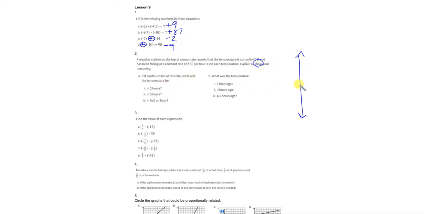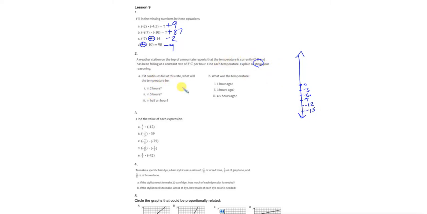So I'm going to put 0 in the center here, and it says that it's currently at 0 and it's been falling 3 degrees per hour. So I'm going to count by threes. Negative 3, negative 6, negative 9, negative 12, negative 15. Okay, so I'm dropping 3 degrees per hour.